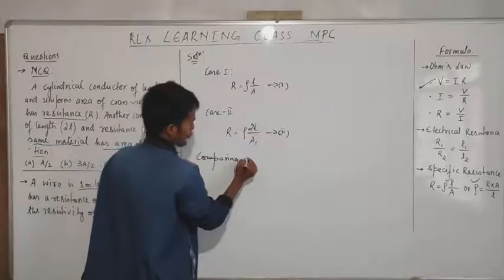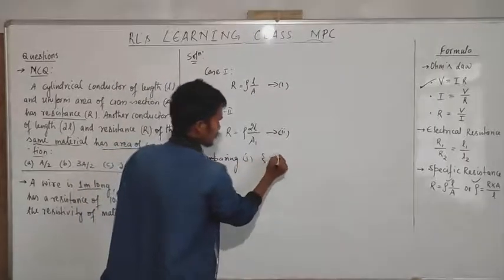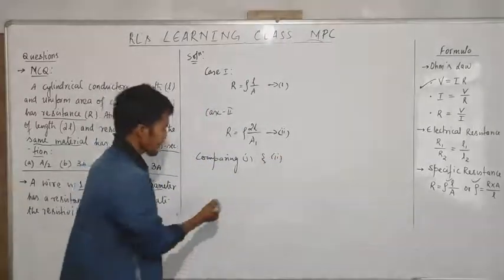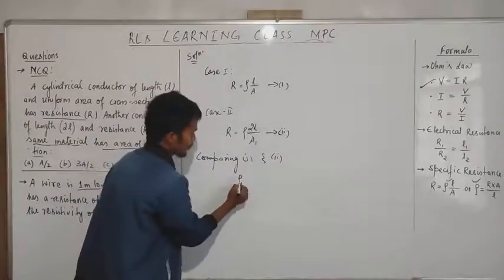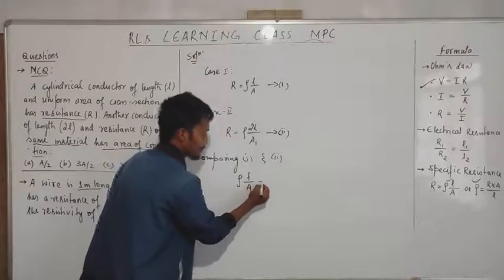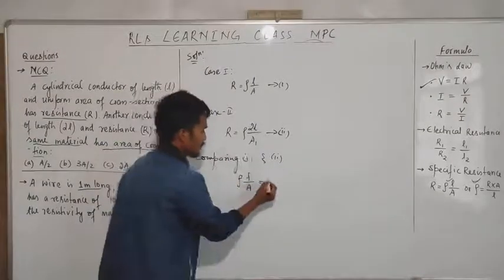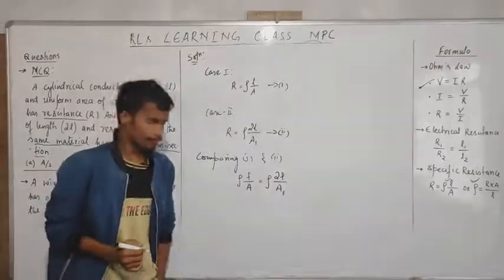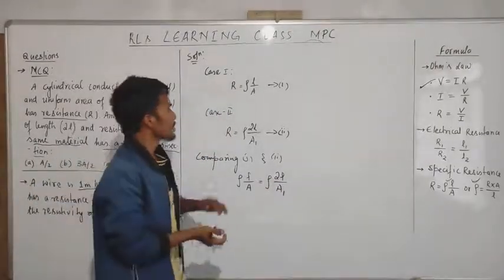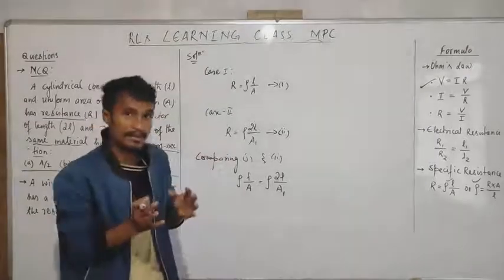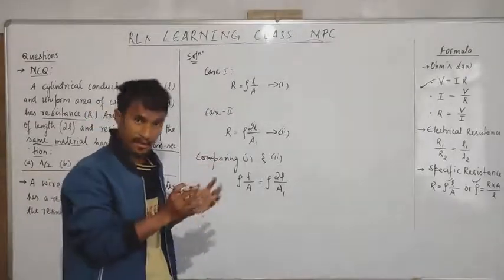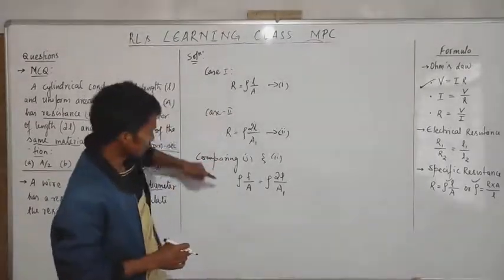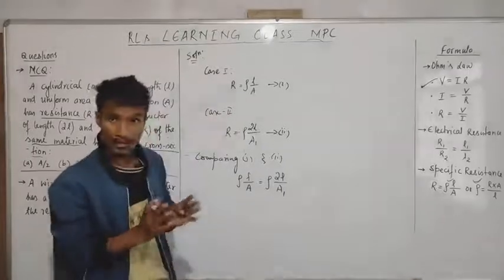Comparing 1 and 2. Then we got here rho L by A is equal to rho 2L by A1. Look, both this also R, this also R, meaning the resistance of both conductors are the same. That's why I compare these two. Then comparing, this and this have to be equal.